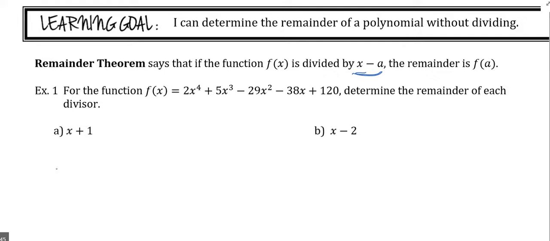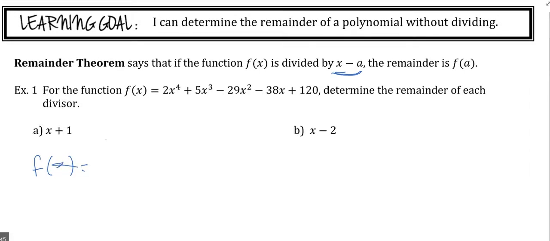What would I evaluate this function at? -1. So it's x plus 1, which means a is -1, or I think of it as, what would be the x-intercept. That's not a bad way of thinking about it. And I would put -1 in the brackets, evaluate the function at -1, and that will calculate the remainder. Easy, right? It's a simple idea. There's not much to it.